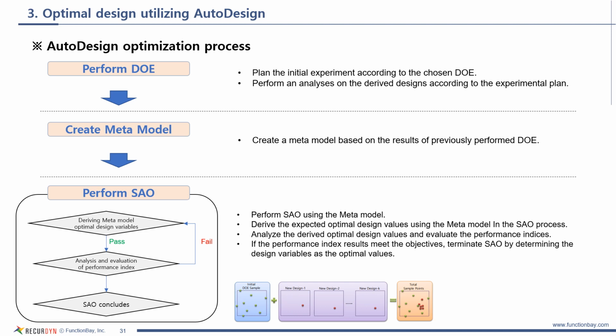For example, there was a case where AutoDesign solved a large optimization problem with 105 design variables and 14 analysis responses using 109 initial DOE runs and 7 SAO iterations, totaling 116 analyses.